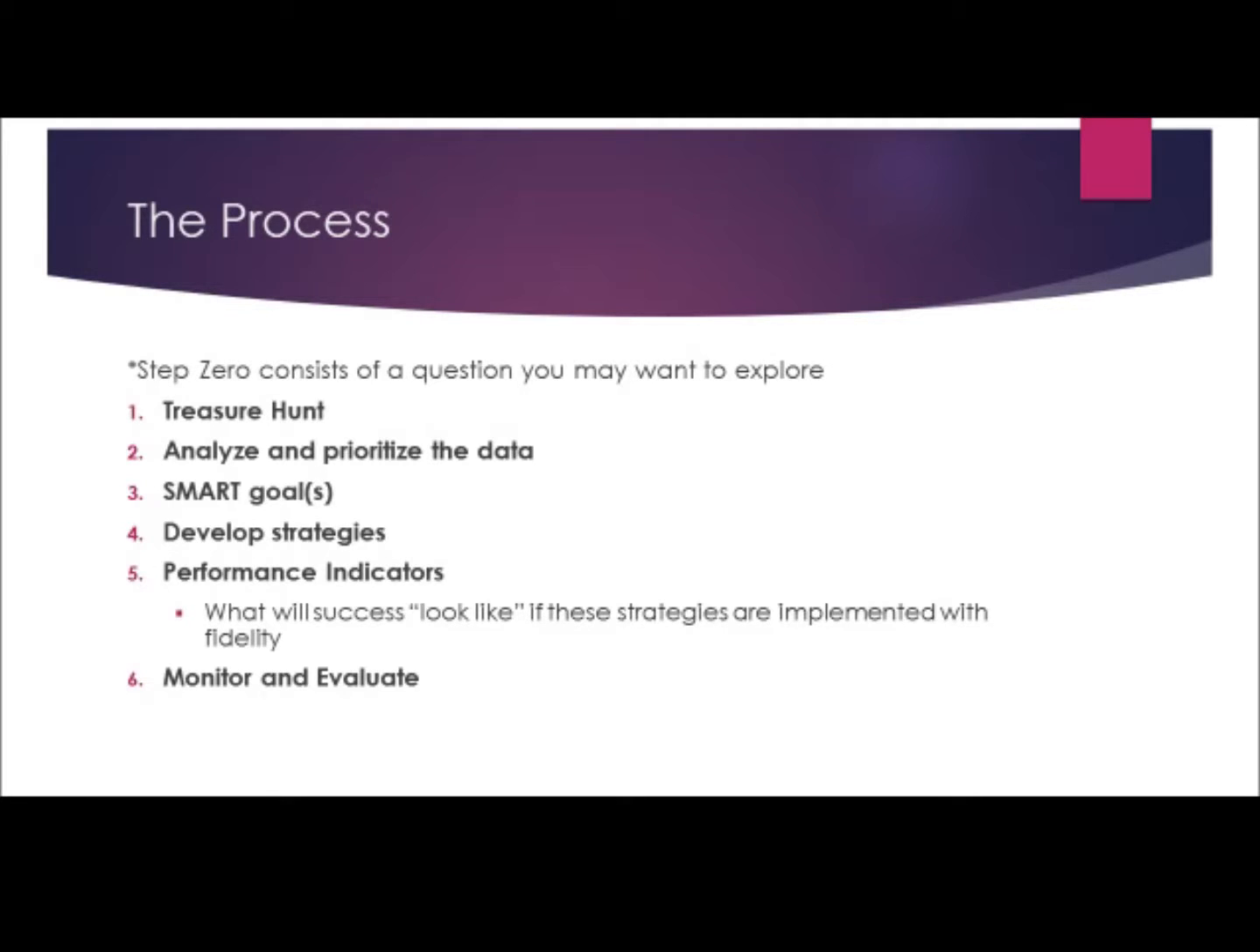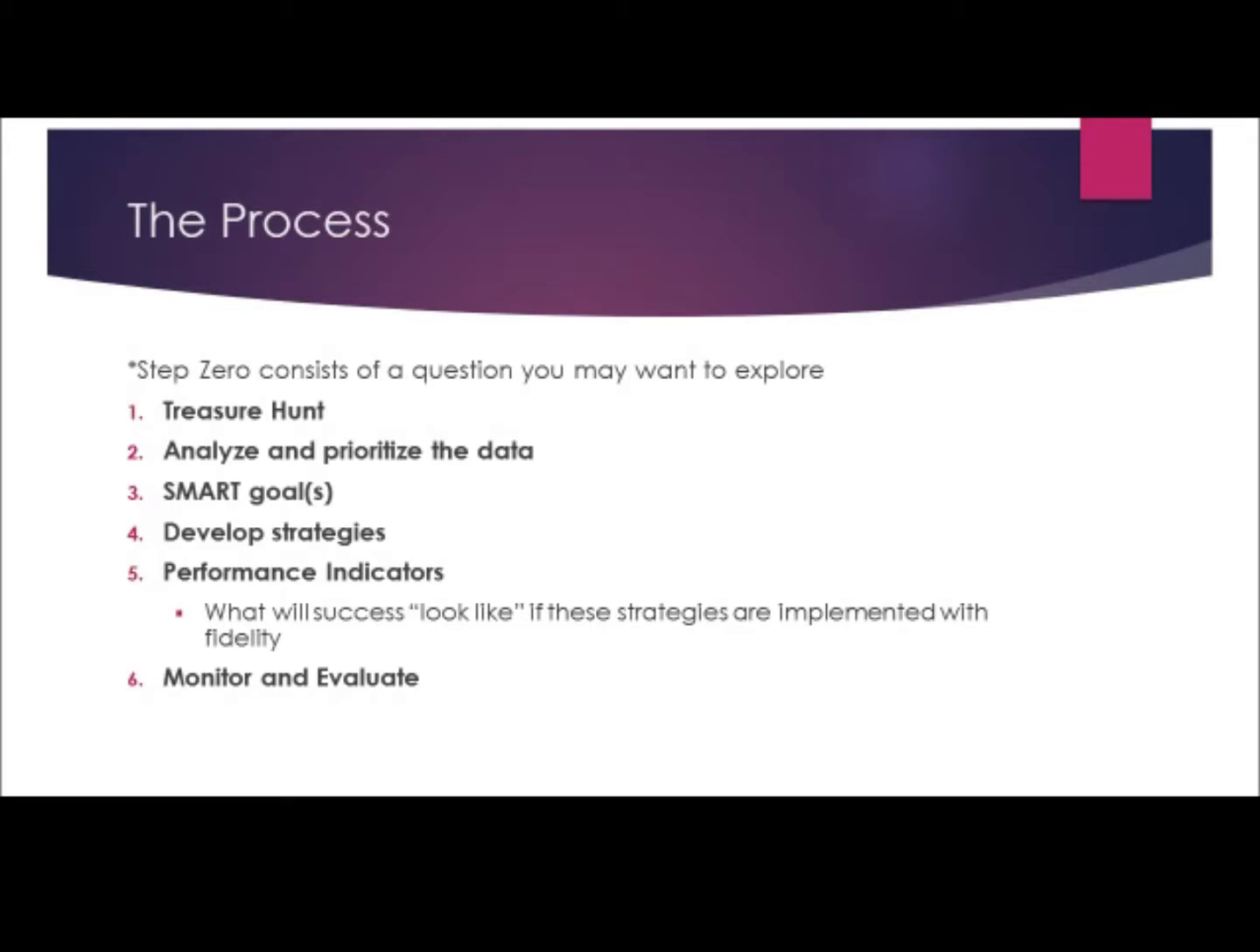So the DMR process, or the Decision Making for Results process, is a 6-step process. But I like to start with step 0, because step 0 really consists of the questions that you want to explore to help you develop that school improvement plan. So with our school improvement plan, our question was, what does academic achievement look like at Hickman High School?